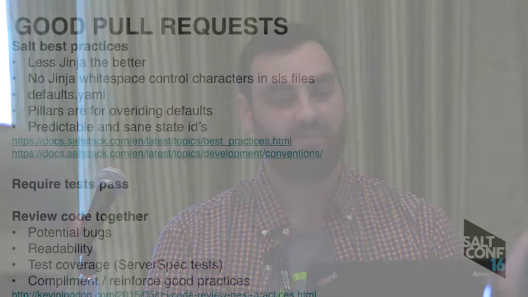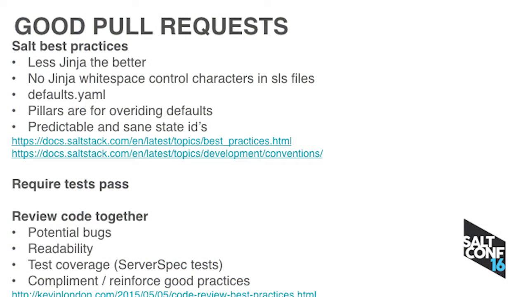So what's a good pull request? There are some Salt best practices. Some of the ones I like are: the less Jinja the better. No Jinja whitespace control characters in SLS files. You don't need those little ticks to control whitespace. Another thing is defaults. Use defaults in your formulas.